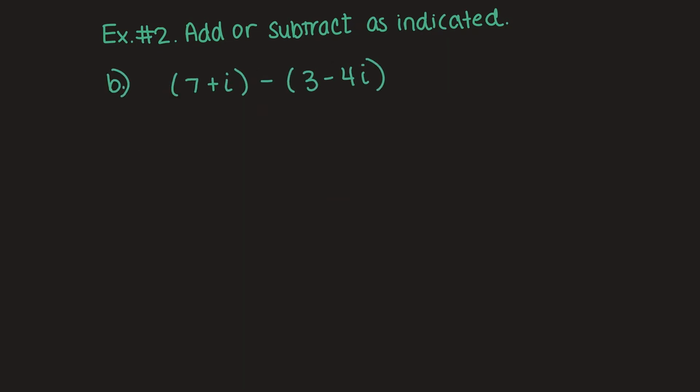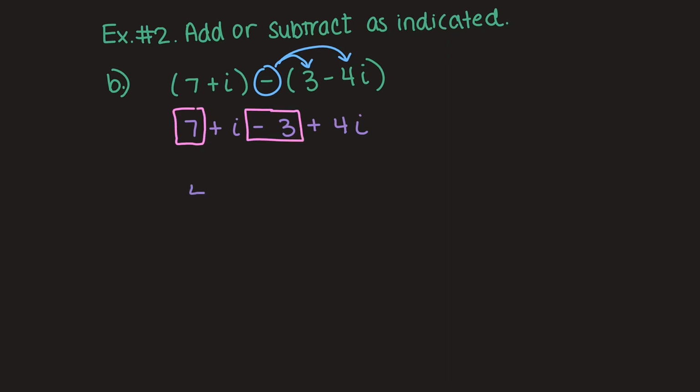To subtract these complex numbers, we first need to distribute this negative across. And now we combine the real parts and combine the imaginary parts. This then gives us 4 plus 5i.